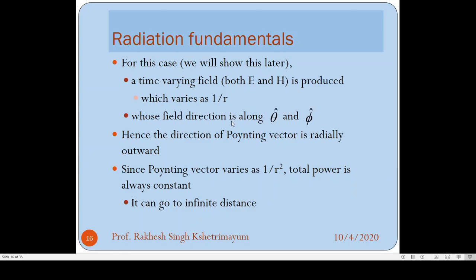And one more observation is that the direction of the field will not be along the radial direction. So these fields will be transversal to the radial direction. It will be perpendicular to the direction of power flow. Poynting vector will be directed radially outward, but these fields will be perpendicular to that. It will be in theta and phi directions. So two things: for radiation to happen, your field should be varying as 1 by r, and field should be transversal. It should have components like theta and phi.